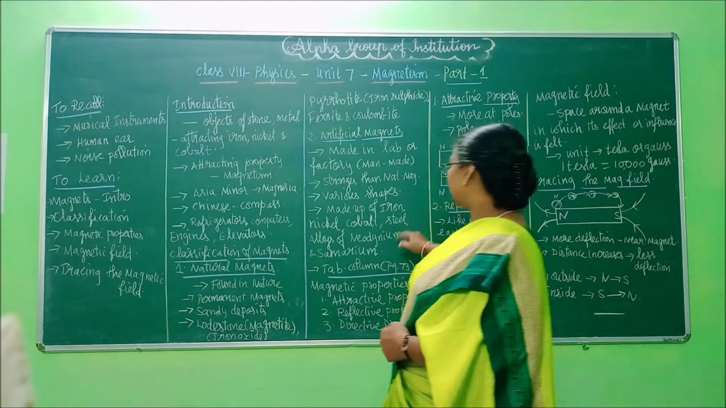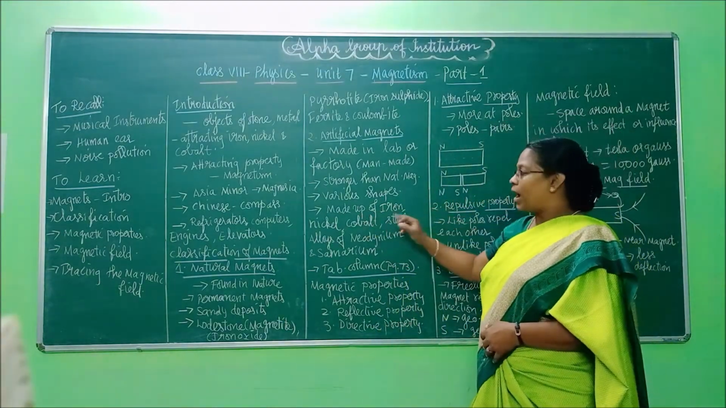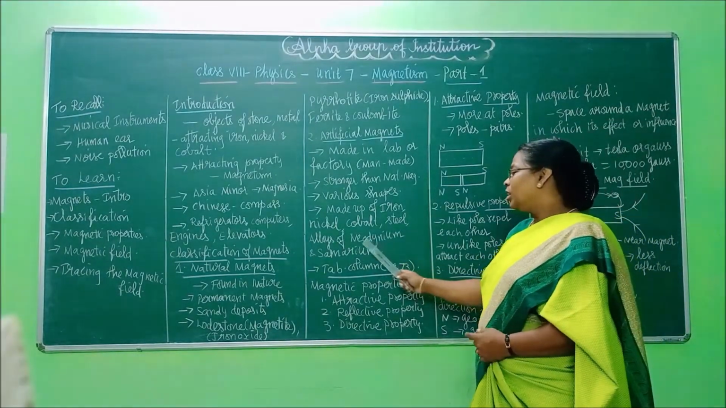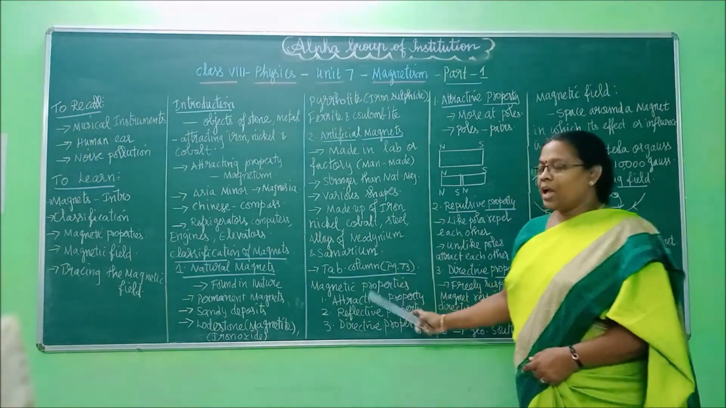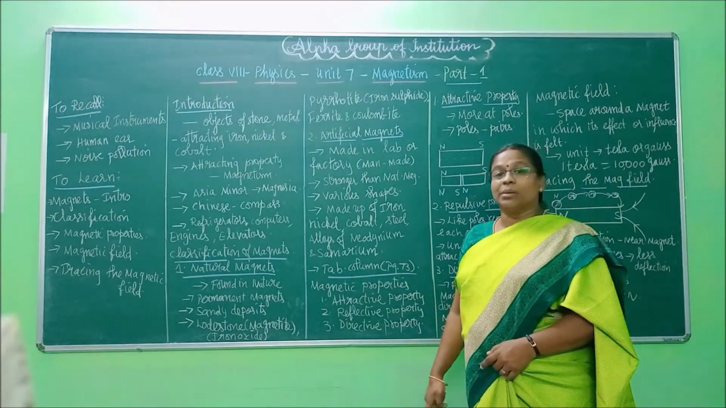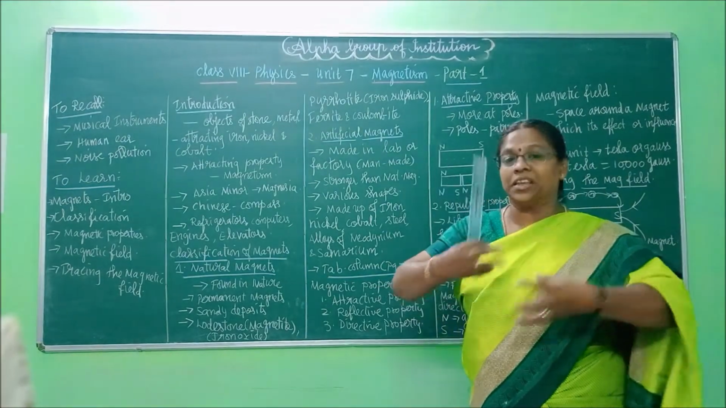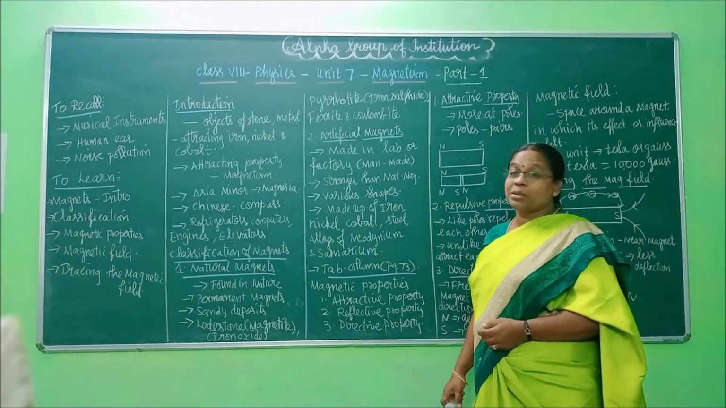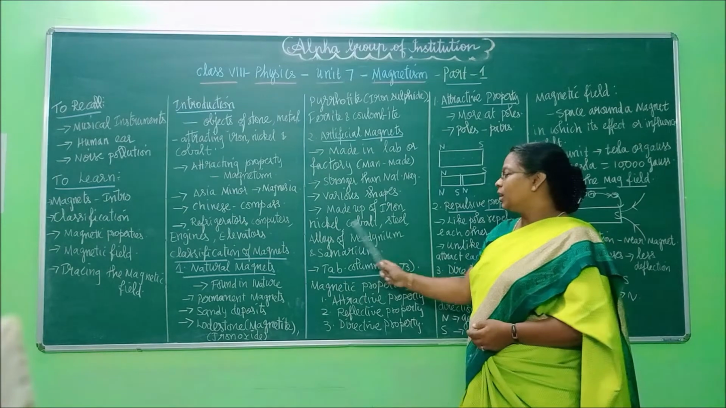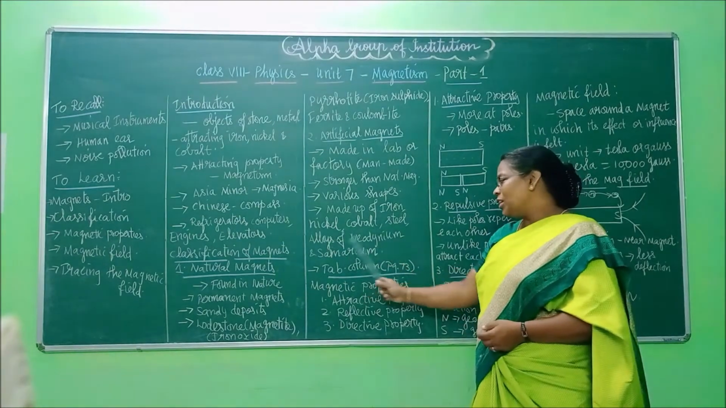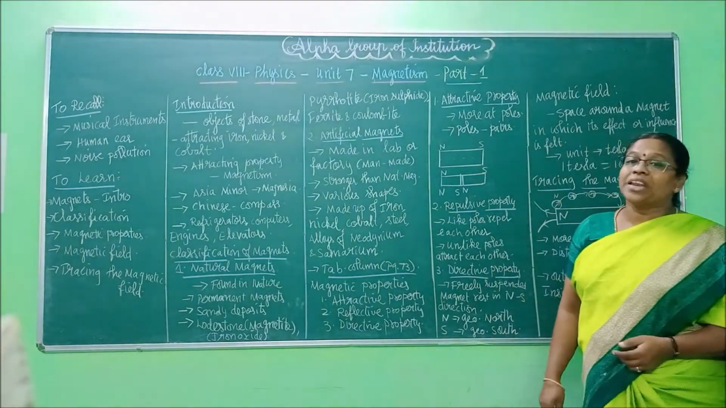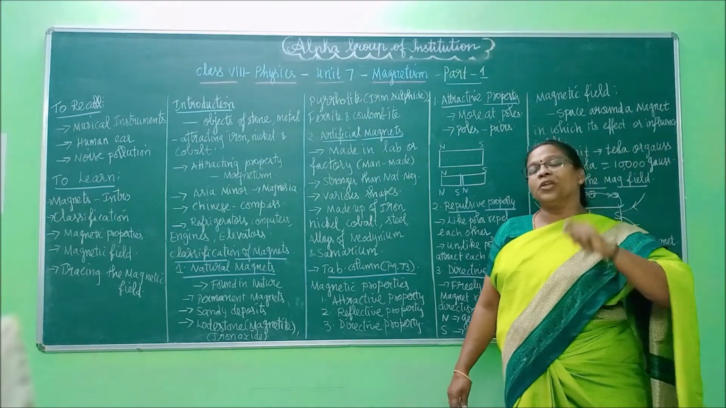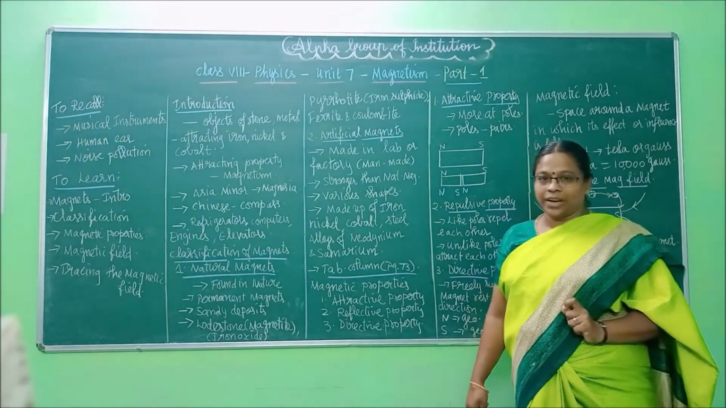Now coming to the next one. These are made up of iron, nickel, cobalt, steel and alloys of neodymium and samarium. Alloys means what, children? You would have learned in chemistry: it's a mixture of metals. So how are artificial magnets made? They are made up of iron, nickel, cobalt, steel and alloys of neodymium and samarium. This pronunciation is very important, so please watch the video and get the pronunciation clearly.